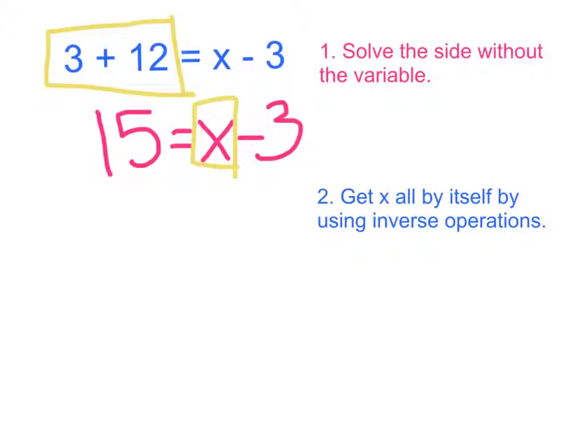Okay, so looking at our problem so far, 15 equals x minus 3. I'm trying to get x all by itself, all alone. So what am I going to have to do to get rid of the minus 3 part? Okay, think. What is the inverse of subtraction? I'll wait. The inverse of subtraction, I'm hoping you all remember, would be addition.